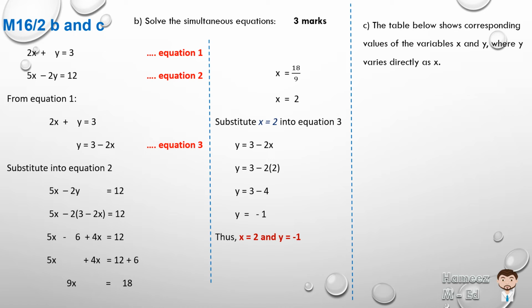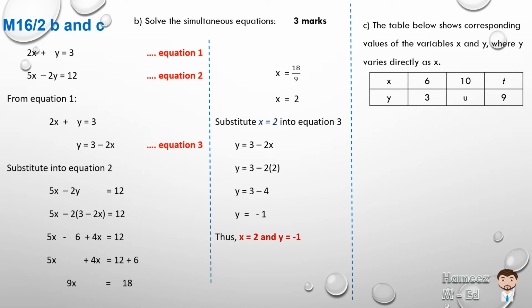So let's see. They gave us a table, x and y values. When x is 6, y is 3. When x is 10, y is something we don't know, that's u. When x is something unknown, let's call it t, we know y is 9. So let's calculate those values of u and t.